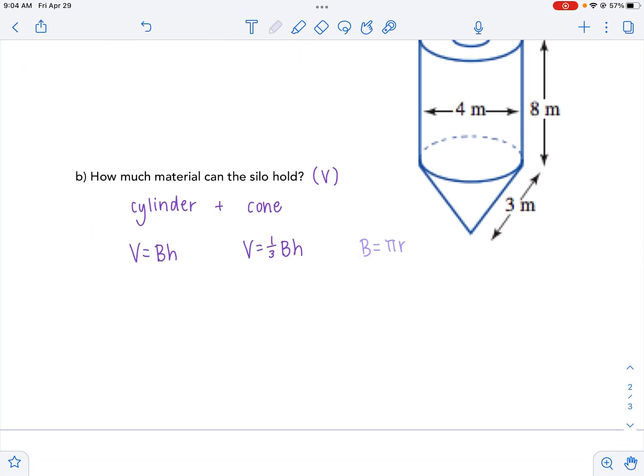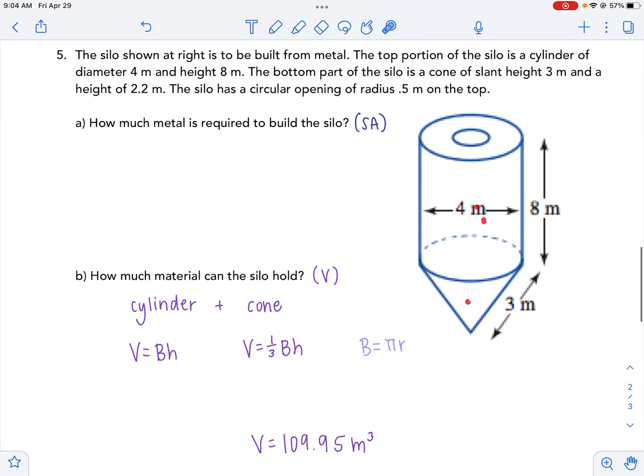And if you want extra practice, if you want to actually go and solve all of this out, mad props to you. Not in terms of pi, the volume total should be 109.95 meters cubed. That means that you actually type pi in whenever you're solving it. But that's how we would find the volume of the silo.